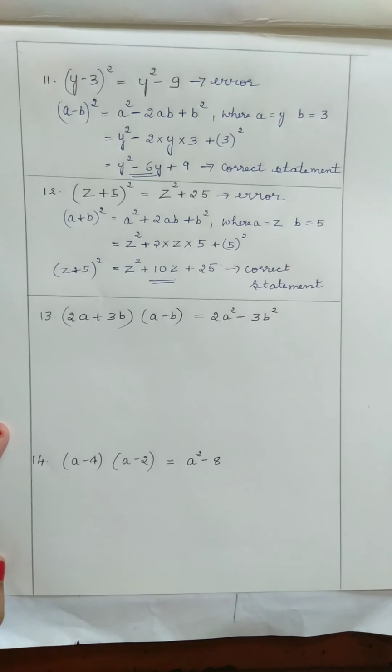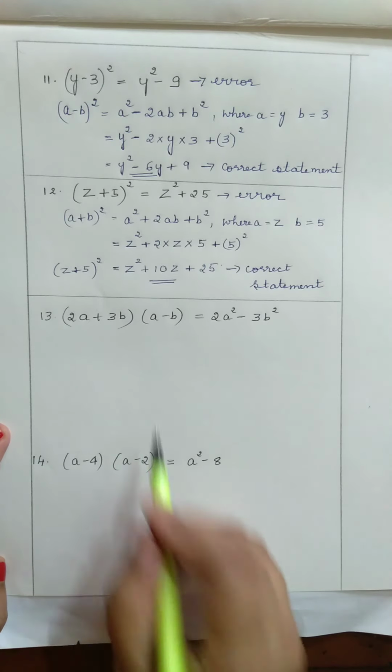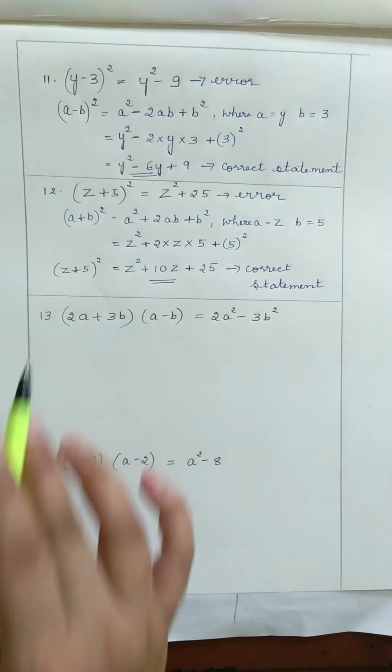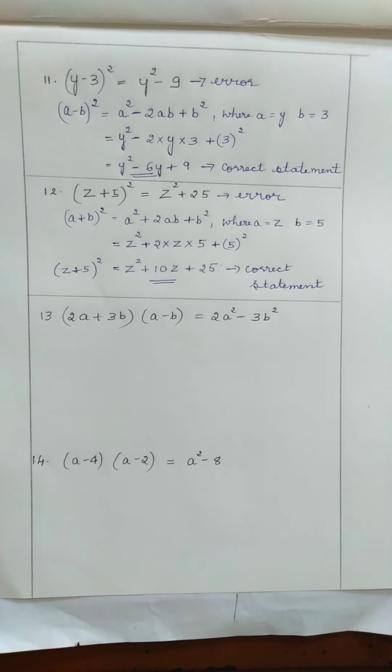And (z + 5) whole square is equal to z square plus 25 is having the error. The correct statement is (z + 5) whole square is equal to z square plus 10z plus 25. And we have used the identity (a + b) whole square, that is equal to a square plus 2ab plus b square. This is the answer to problem 12.